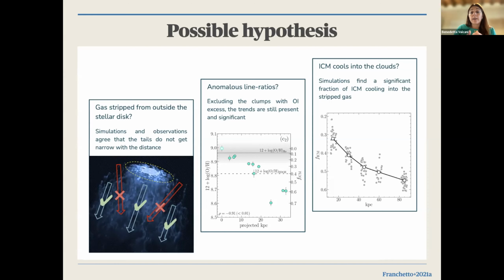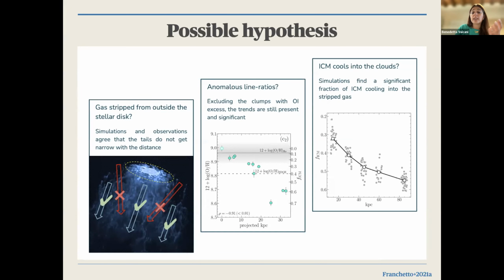The final possibility is that we are witnessing a mixing between the intracluster medium and the stripped interstellar medium of the galaxies. And indeed, simulations find that for the clumps that are stripped out of a galaxy, as we move away from the galaxies, the fraction of intracluster medium increases.